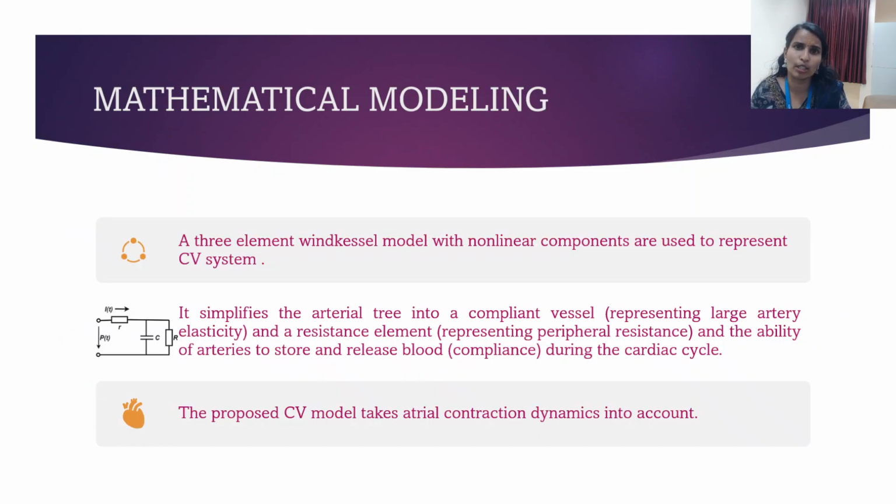Then the mathematical model. Mathematical modeling is done using the Windkessel model. The Windkessel model is the electrical representation of physiological parameters. The opposing properties are represented using resistance, inertial effects are represented using inductance, and the storage capacity is represented using capacitance. So the entire physiological network is represented as an electrical circuit, and all the pressure, flow and volume are represented in electrical terms.